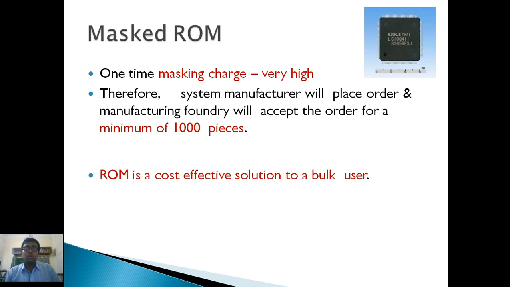Masked ROM. The one-time masking charge is very high. Therefore, the system manufacturer will place an order and the manufacturing foundry will accept the order for a minimum of 100 pieces. ROM is a cost-effective solution for bulk users.